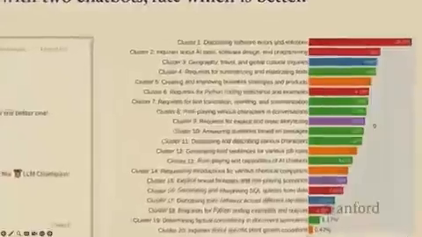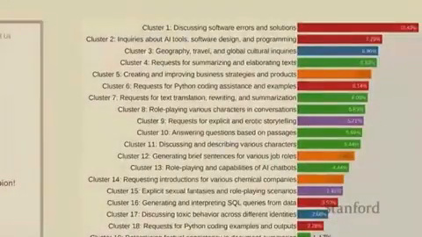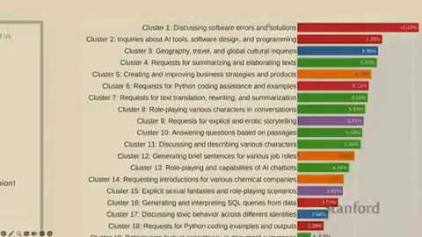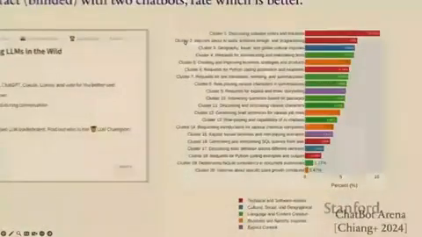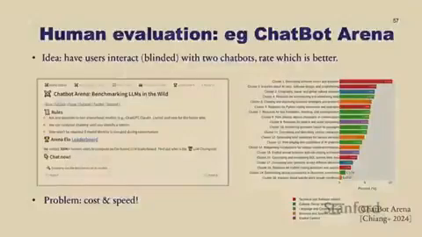One potential issue, just to highlight, is that people who want to do these types of things are usually more tech-driven, or tech savvy. So a lot of the questions that you will ask are more tech stuff, discussing software errors, inquiries about AI tools, and all of these things. Another issue is cost and speed. If you really want to use something like this for the development process, it will be too costly because you will need to basically pay a lot of humans to do that.